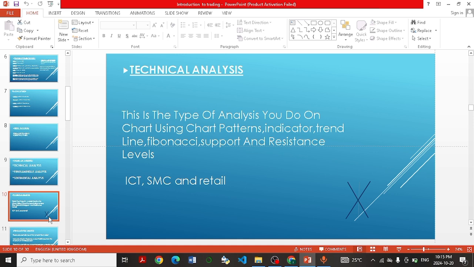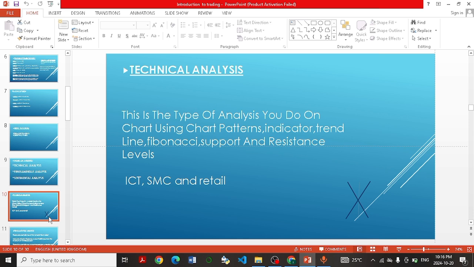So just know that technical analysis is the analysis you do on the chart. Those drawings you see on forex traders' charts, whenever you look at a trader's chart, you'll be seeing some drawings. It's just the way traders analyze the market technically. So that's it for technical analysis. This is the type of analysis you do on the chart using chart patterns, indicators, trend lines, Fibonacci, support and resistance levels, and there are a lot of them.